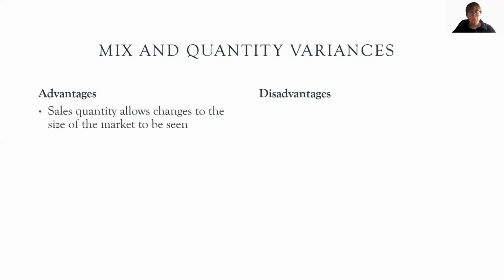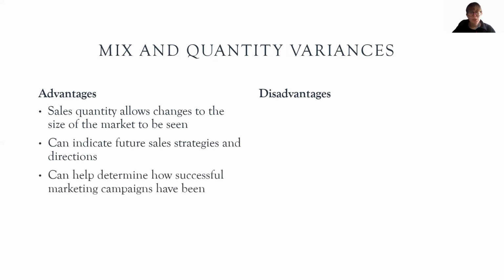Mix and quantity variances then both come with their advantages and their disadvantages. So first we will have a look at the advantages of doing this. So if we have a sales quantity, it allows changes to the size of the market to be seen. And it can actually indicate future sales strategies and directions which management may wish to take. It can help determine how successful marketing campaigns have been for the organization. Product trends can be identified. What is selling? What isn't a good seller?